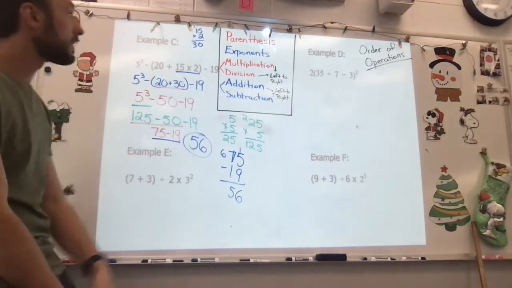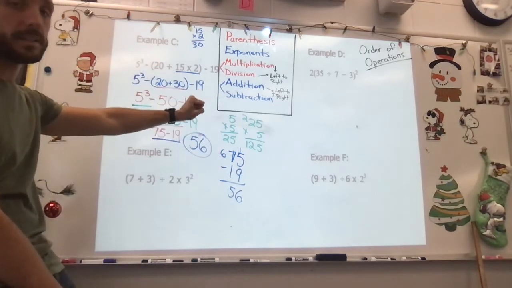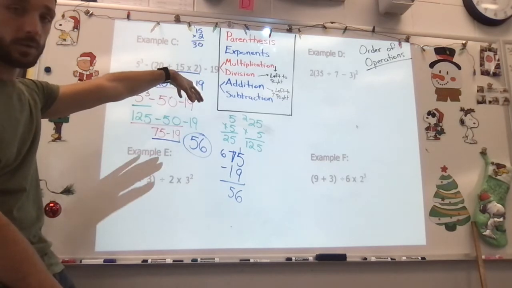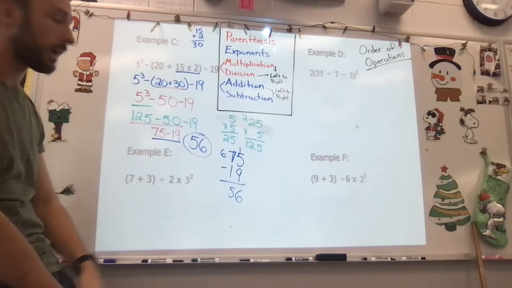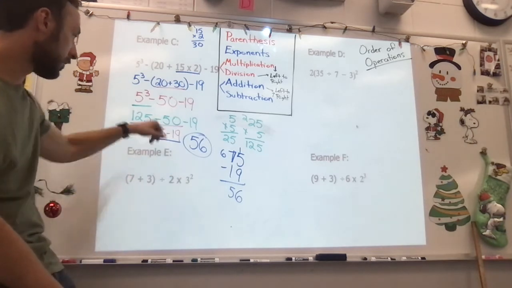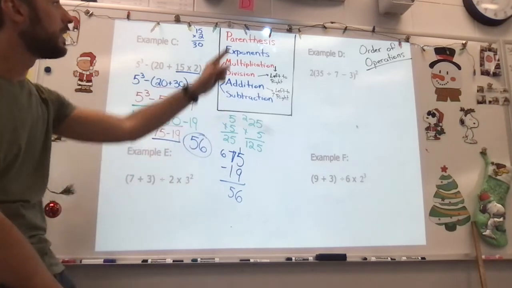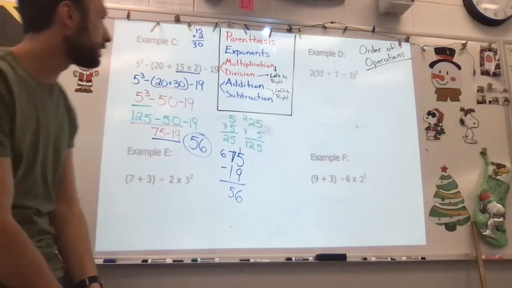Okay. So once again, all I'm doing is solving this problem one step at a time and checking my checklist one step at a time to see if I'm doing the correct order. That's why it's called the order of operations. Operations are these things. These are our operation symbols. And it tells us the order in which we need to do it. Okay. Let's go over to example D.